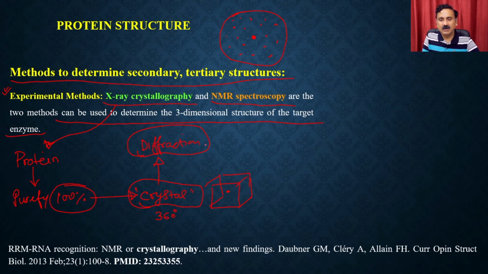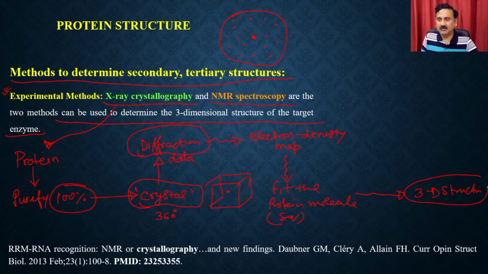Once you have the diffraction data from the X-ray, you analyze it, and that is how you get the electron density map. The electron density map gives you the position of the electrons in three dimensions. Once you have the electron density map, you fit the protein sequence into it, and once the fitting is done, it gives you the 3D structure of the protein.